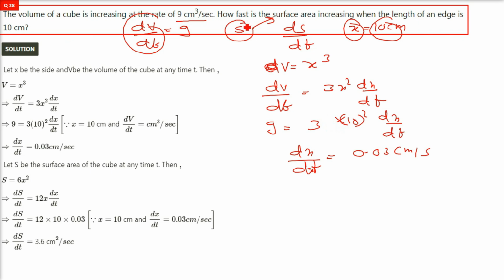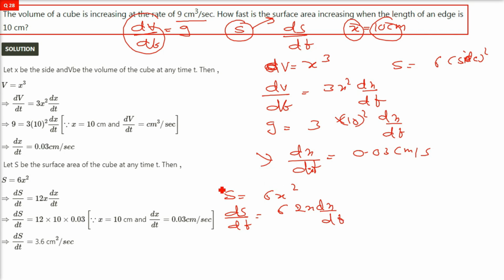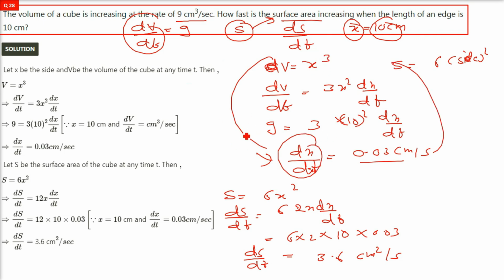Now how fast is the surface area increasing? So we are interested in ds by dt. Surface area of a cube is 6 into the side square. So 6 into side square is the surface area. You can just write this, and then differentiate this. ds by dt is equal to 6, x square will be 2x dx by dt. So 6 into 2 into x, where x is 10, and dx by dt we have just computed, it is 0.03 centimeter per second. When you compute this, it is going to be 3.6 centimeters square per second. So ds by dt, that is the rate of change of surface area, is 3.6 centimeters square per second. So dx by dt was computed and then placed in ds by dt.